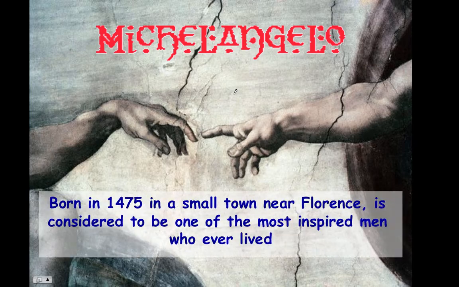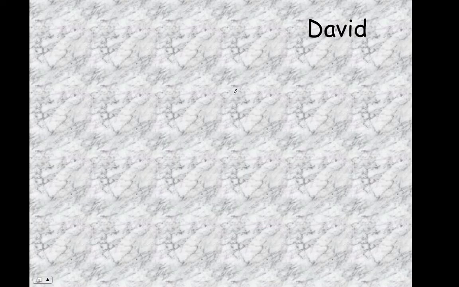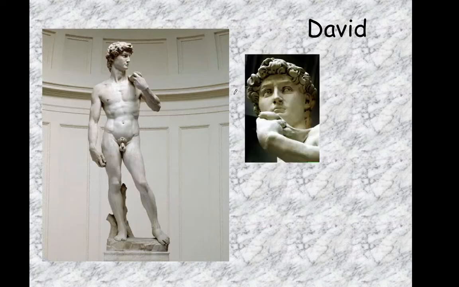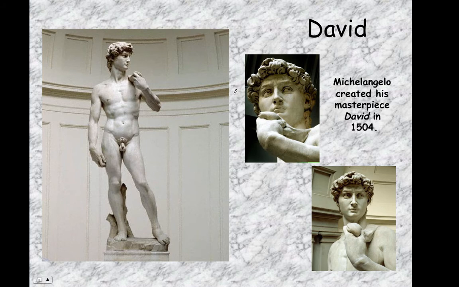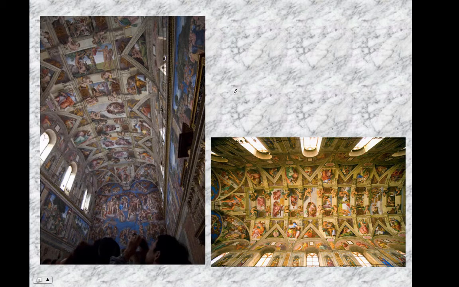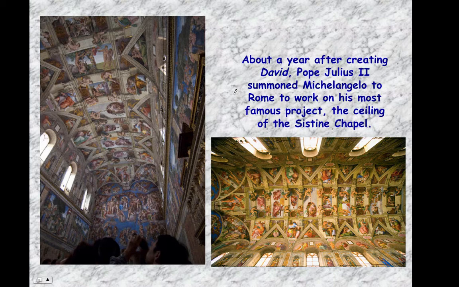Who's the most famous painter of this time? One of them, Michelangelo. You'll never believe it. He's born near Florence. One of his sculptures is very realistic, a sculpture called David. He painted this lying on his back, not painted on his back. The ceiling of the Sistine Chapel.